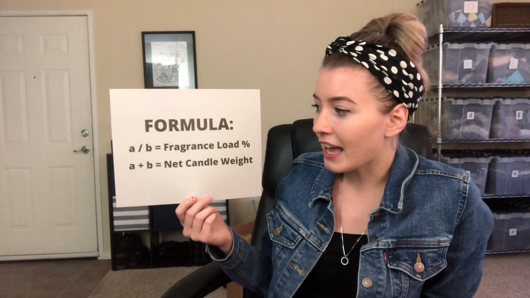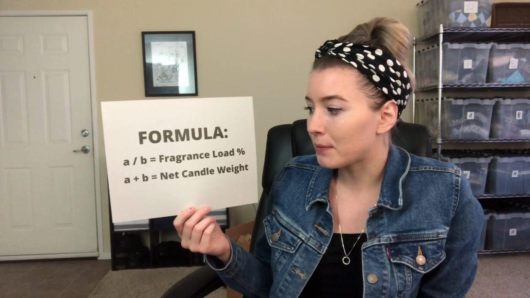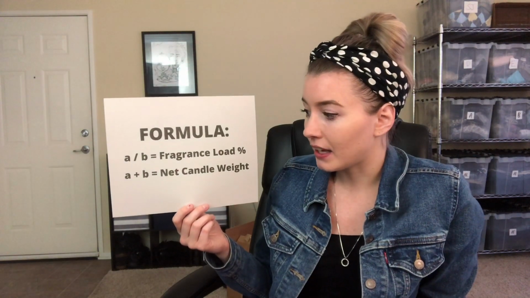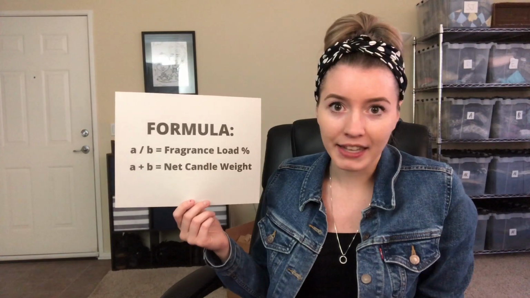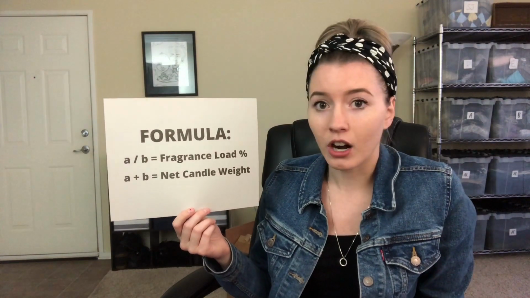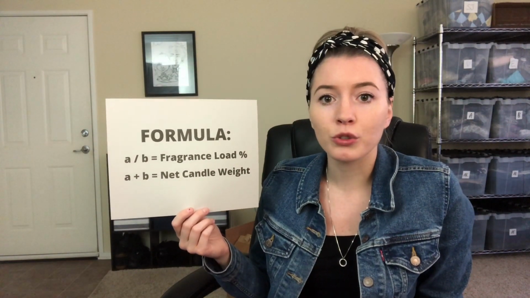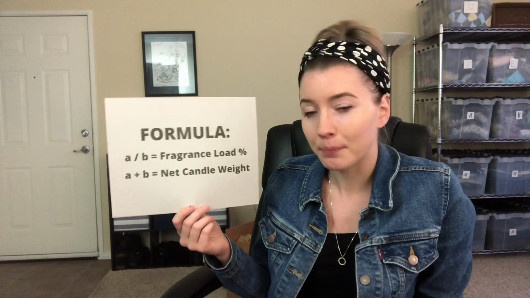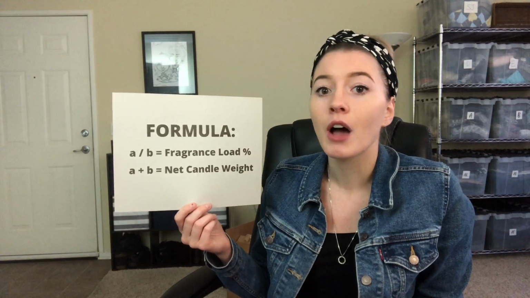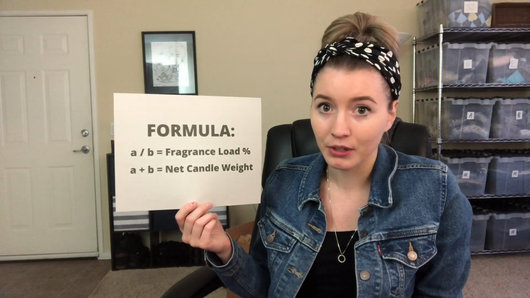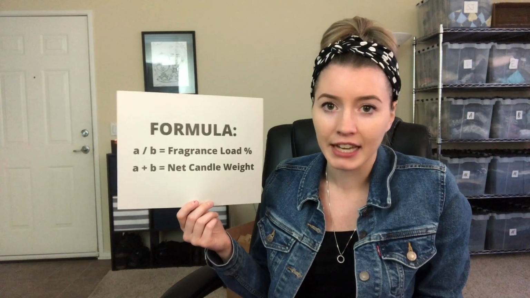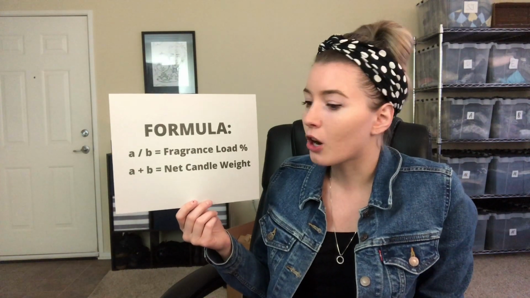So the formula that I came up with is A divided by B should equal the fragrance load percentage, and A plus B should equal the net candle weight. Now in this formula, even though I didn't write it on here, A is equal to the amount of fragrance oil weight you will be using per candle, and B is equal to the amount of wax weight you will be using per candle. So I should have probably put this on here, but you'll know through the examples, just kind of getting the feel for everything. So I'm gonna jump right into the examples right now.